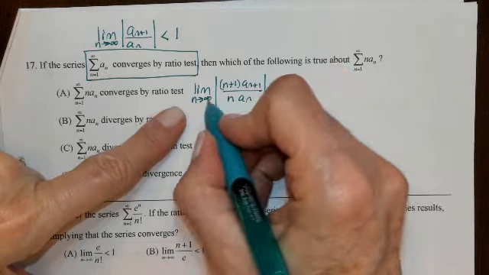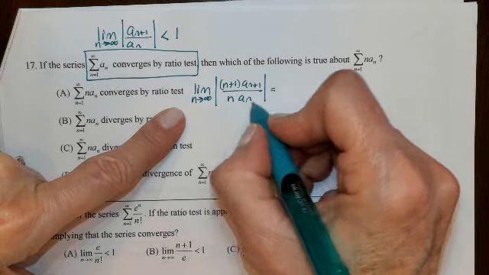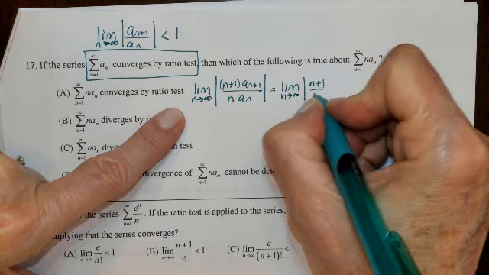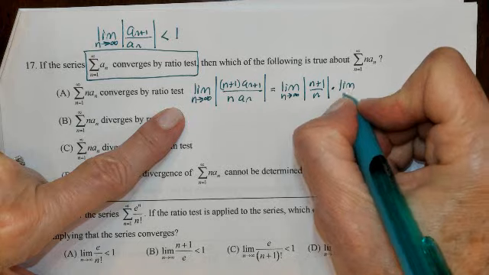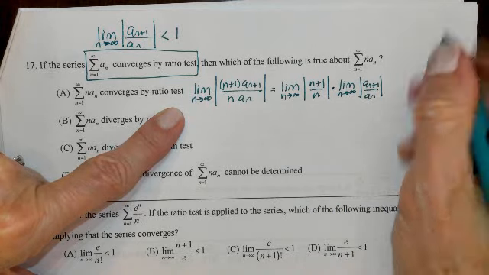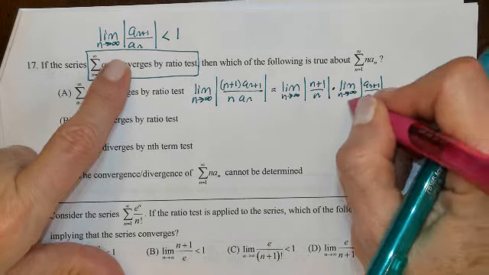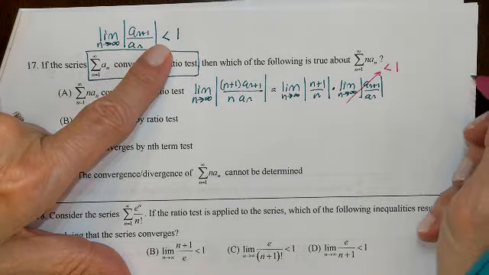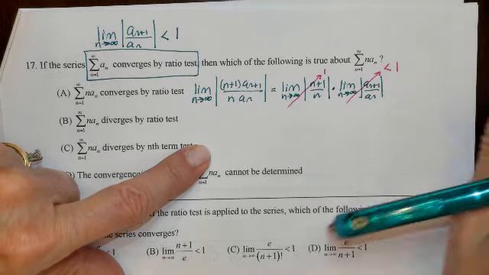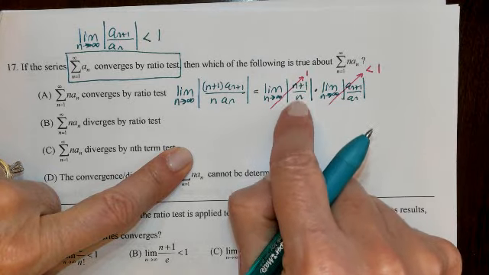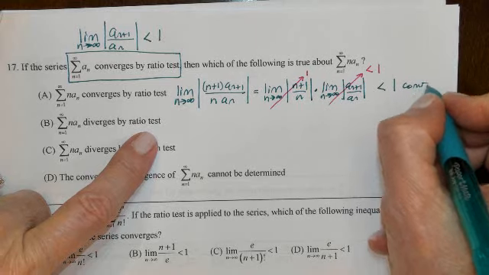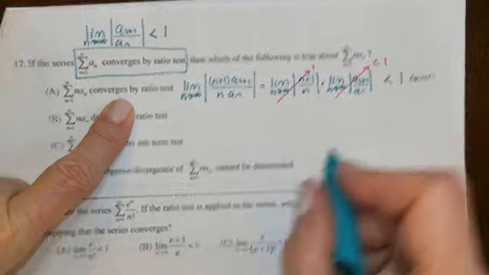Well, a limit of a product is the same as a product of the limits, right? So we can split that up into this. Right? This one, we already know what this one does. This is less than 1. We know that from the given. This is 1, right? As n goes to infinity, the plus 1 doesn't matter, and then we reduce to 1. So this whole thing is less than 1, which means it converges by ratio test. So yes, that's true. So A is the answer there.